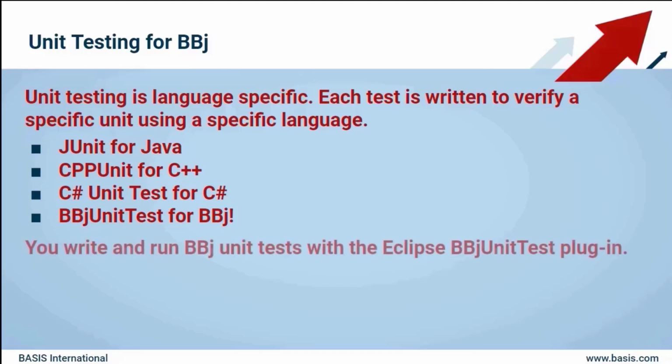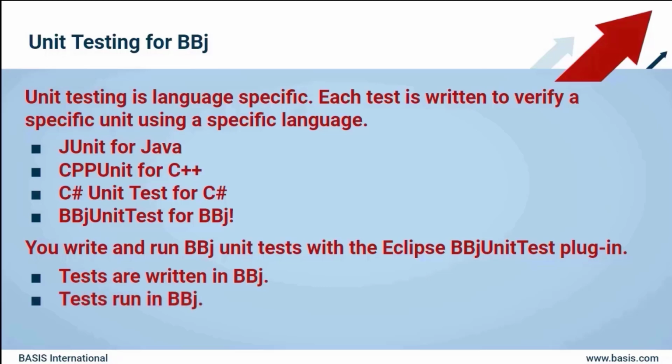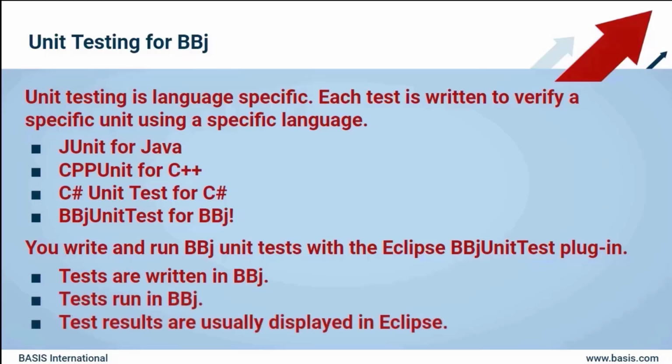So how do you actually make it happen? Well, you write and run BBJ Unit Tests by using the Eclipse BBJ Unit Test plugin. That's what we're here to talk about today. The tests that you're going to write are written in the BBJ language. They run in the BBJ language. And the results are usually displayed in Eclipse so that you can see them right there where you're editing your code. That's what makes it efficient and effective.